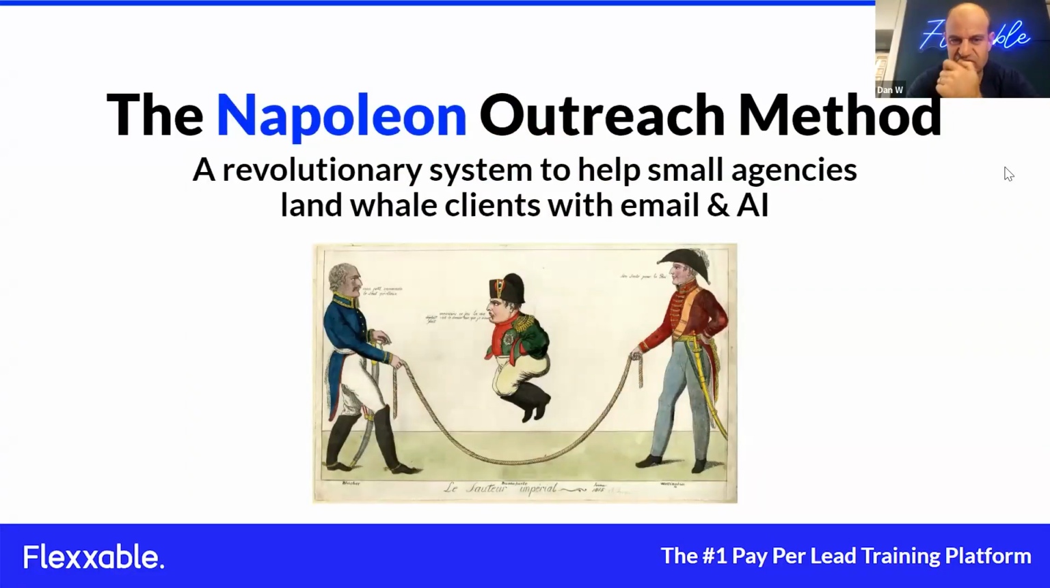This presentation we're doing today, it's about the Napoleon outreach method, and I'll explain more about how I came up with this name just this morning at about 4:45 a.m. and what that looked like. But for now, we're calling it the Napoleon outreach method, and it's a revolutionary system to help small agencies land whale clients with email and AI.